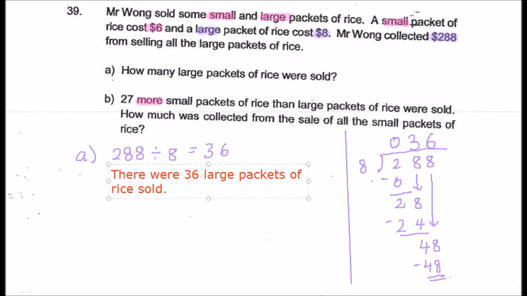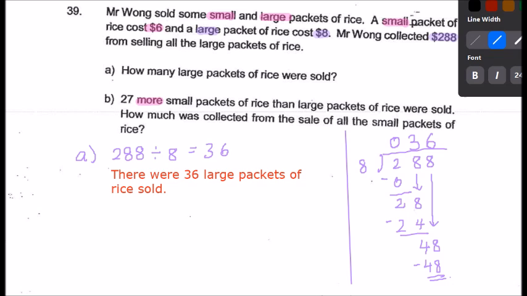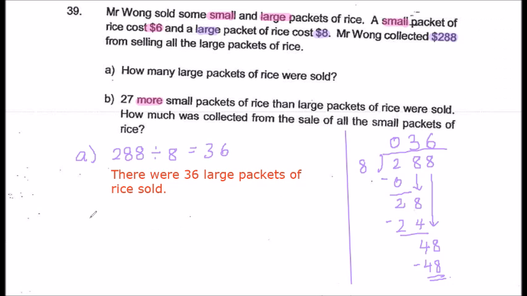Okay. Next for B. For part B, I think both of you have a little bit of problem. Okay, so what is the problem with B? As for part B, 27 more small packets of rice than large packets were sold. So how many small packets of rice are there? It's 36 plus 27. Okay, so Jane, I think you have this step, but you don't have 36. Yours is 59 plus 27.